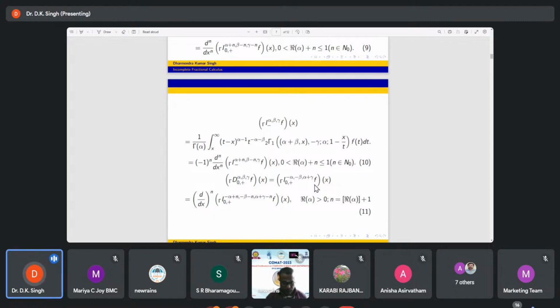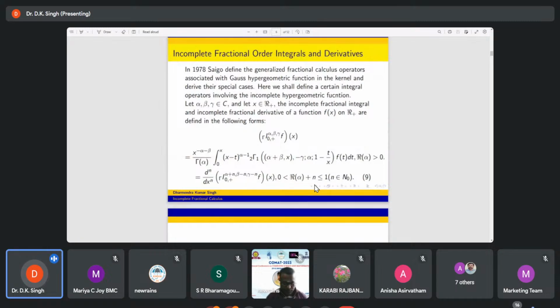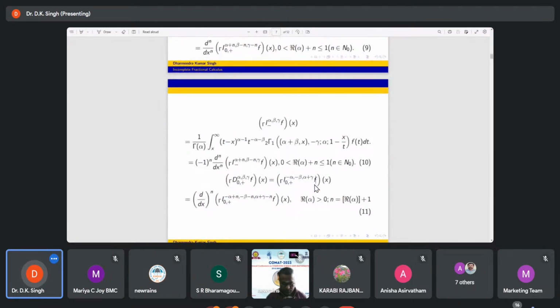And we can represent this incomplete fractional derivative in the form of the incomplete fractional integral with this notation. If you represent this form, in place of alpha you use minus alpha, in place of beta you use minus beta, and in place of gamma you use alpha plus gamma. So you can easily represent your fractional derivative in the form of incomplete fractional integrals.